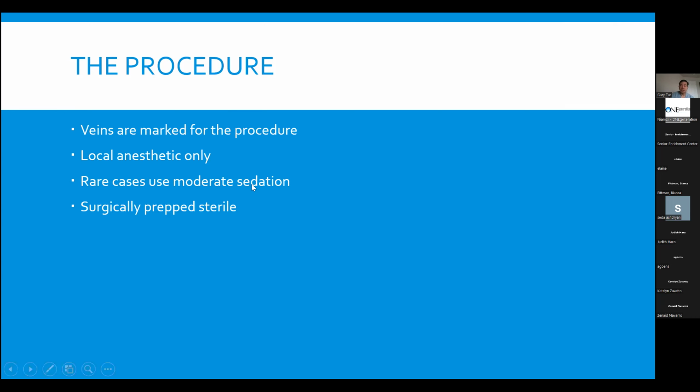In very, very rare cases, in patients that have high anxiety and a really low threshold for pain, we can use moderate sedation. That's pain medication and an anxiolytic in an IV, kind of like a Xanax, to help relax the patient for the procedure. But I'd say 97% of all of our cases are local anesthetic only. Everything is sterile and surgically prepped, of course.